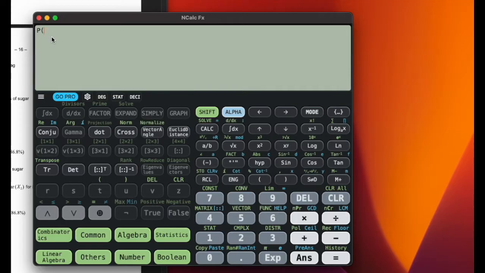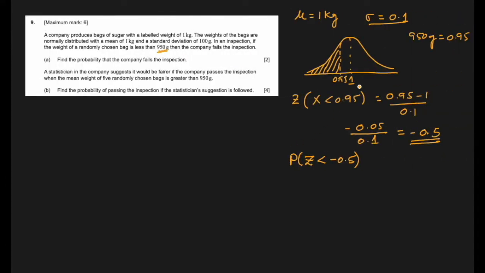Okay, I have P here, so I will just put negative 0.5 and that comes out with 0.3085. I can write it as 0.309 because we have to write 3 significant figures. This is the probability that the company fails the inspection.